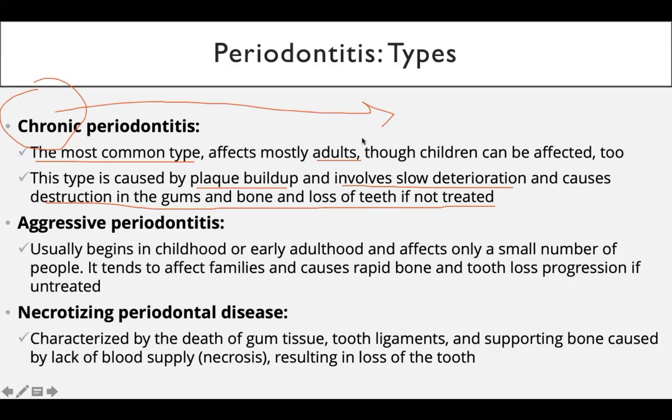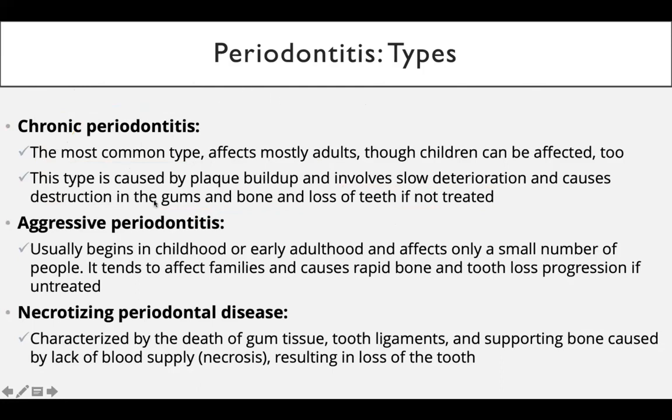This most common type is found in adults. Plaque is built up, tartar is formed, slow deterioration, destruction in gums, bone loss, everything is periodontitis, but it's slow progression and prolonged for a long time. Chronic periodontitis, nothing new, right?